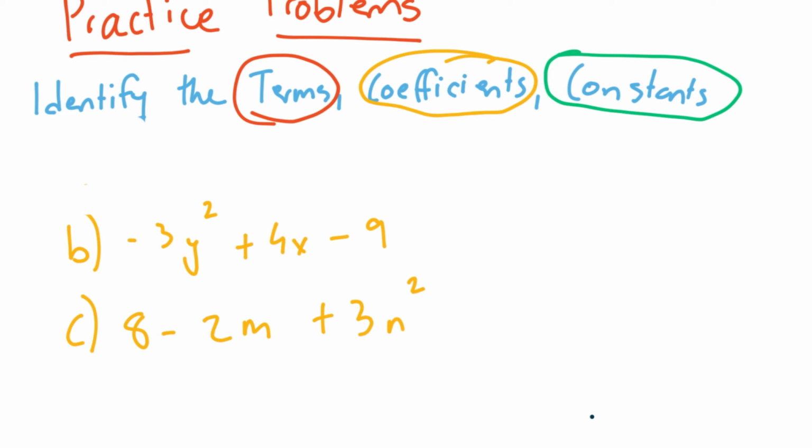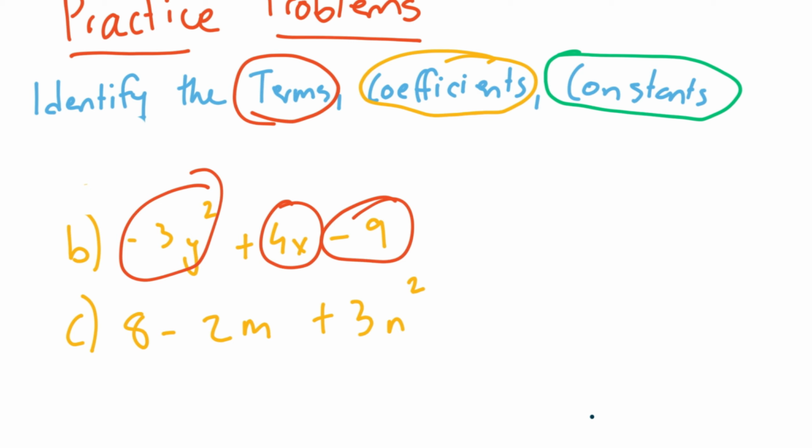So terms, they are all terms. Even the negative 9, that is a term. This is a term, not just 9. Coefficients, there's only 2, so this is a coefficient. This might not make sense. How about we change this to a different color? So this is the coefficient, and negative 3 is the coefficient. And constants, last but not least, it is negative 9.